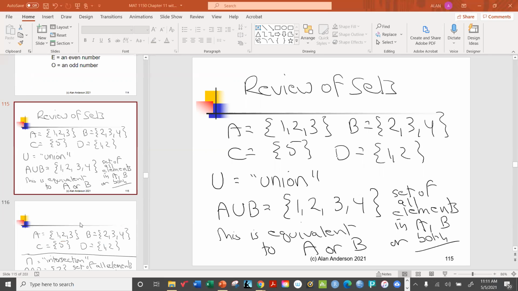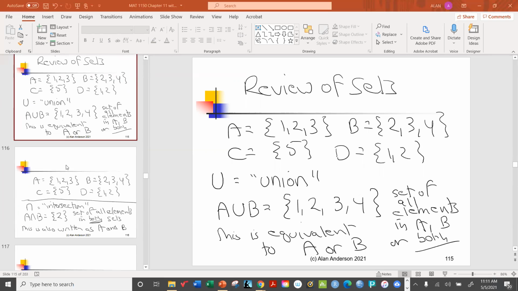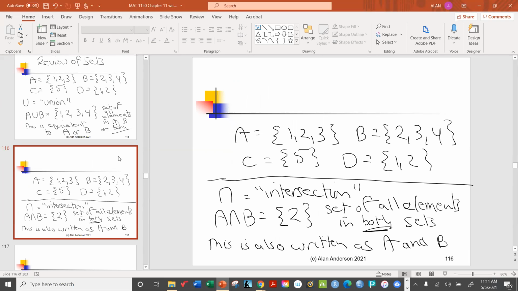Now, intersection is very different, because with intersection, and these are the same sets, by the way, you're trying to identify the elements that are in common to two sets. So here, for example, if you look at A and B, their intersection is simply the element 2 because that's the only element that they have in common. So this upside down U looking symbol is intersection. This is the equivalent of and in English. Okay, that's intersection.